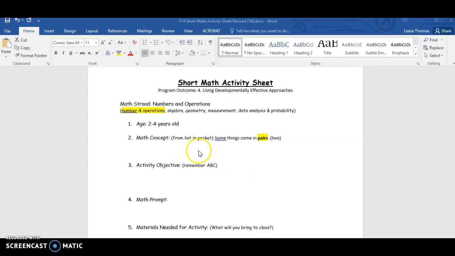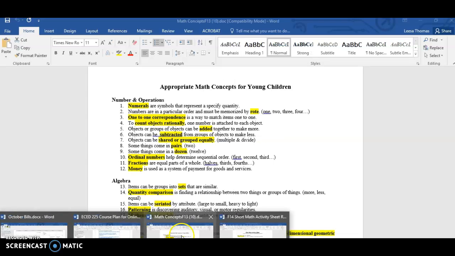And I've already started mine, but I'm going to just describe to you what I've already done. So when you look at your document, this section will be blank. I've gone ahead and selected my math strand, and as you can see, the math strands are listed right below. There's numbers and operations, algebra, geometry, measurement, and data analysis and probability. And I've selected the math concept, some things come in pairs. I'm going to show you where to find math concepts, because unlike science, in math, you're not creating your math concept, you're using one from a predetermined list that I have pulled up here.